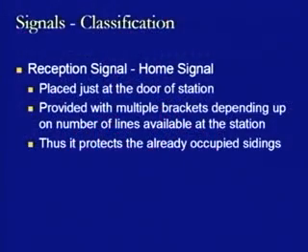Thus, it protects the already occupied sidings. If a track is already occupied, then that signal will never go down and will not allow the coming train to move on this track. Therefore, we are eliminating the hazardous condition or the chances of any accident taking place between the approaching train and the train which has already taken its siding. So, this is how it protects the movements.